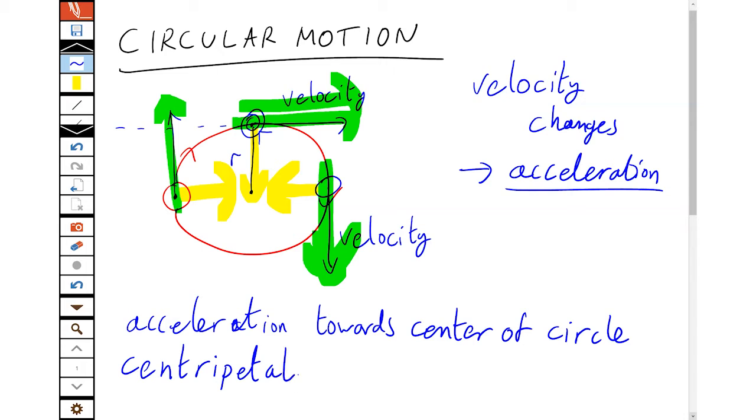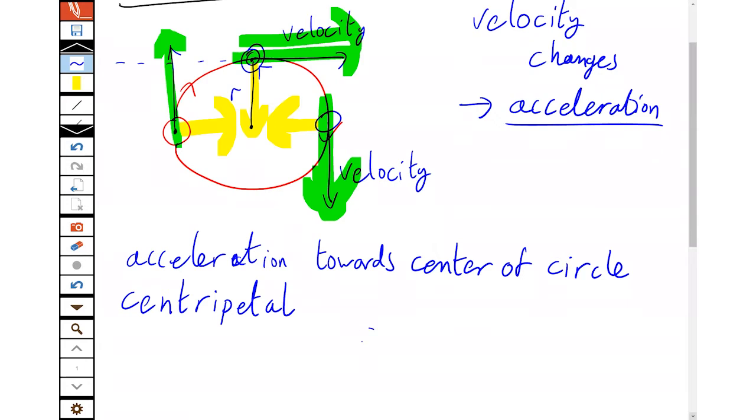Literally means seeking the center. It's trying to get to the center. So you have the centripetal acceleration always towards the center of the circle. And that's given by the speed squared over the radius.